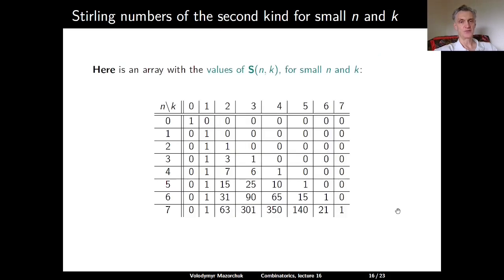Here is an array which presents the values of S(n, k) for small n and k. If n is equal to 0, it's only S(0, 0), which is 1. For n equal to 1, it's only S(1, 1), which is 1. For n equal to 2, we have 1 and 1 for k equal to 1 and 2. And then we have 1, 3, 1, then 1, 7, 6, 1, then 1, 15, 25, 10, 1, then 1, 31, 90, 65, 15, 1. And for n equal to 7, starting from k equal to 1, we have 1, 63, 301, 350, 140, 21, and 1.